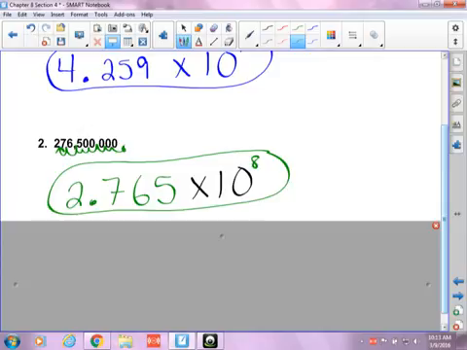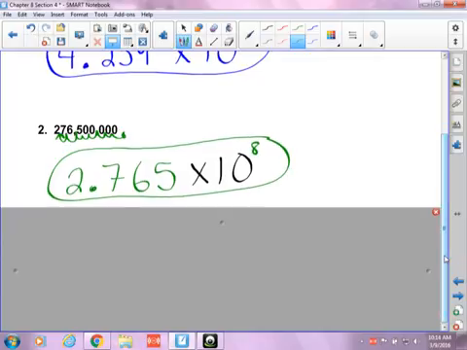And if you wanted to check this, you could. Because if it's a positive number, I'm going to take that decimal and move it to the right. I'm going to make it a bigger number. And you could always plug it in your calculator and it would give you the answer. So you always check your answer with your calculator. Questions?